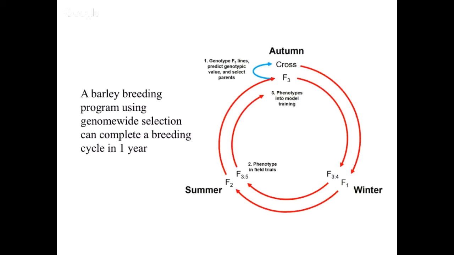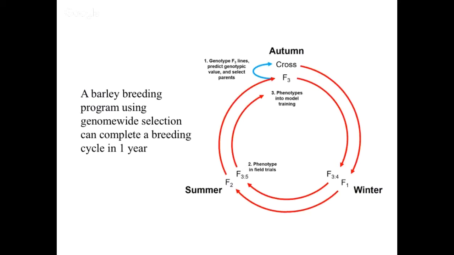Another advantage of genomic selection, especially for barley breeding, is that we can rapidly undergo breeding cycles. In our program, we are able to complete a breeding cycle using genomic selection in 1 year. And this is a diagram of our breeding cycle using genomic selection. In the fall, we make a cross, we advance that population to the F3 stage where we genotype it, predict the genotypic value, and then make selections for either variety release or for parents for the next cycle.